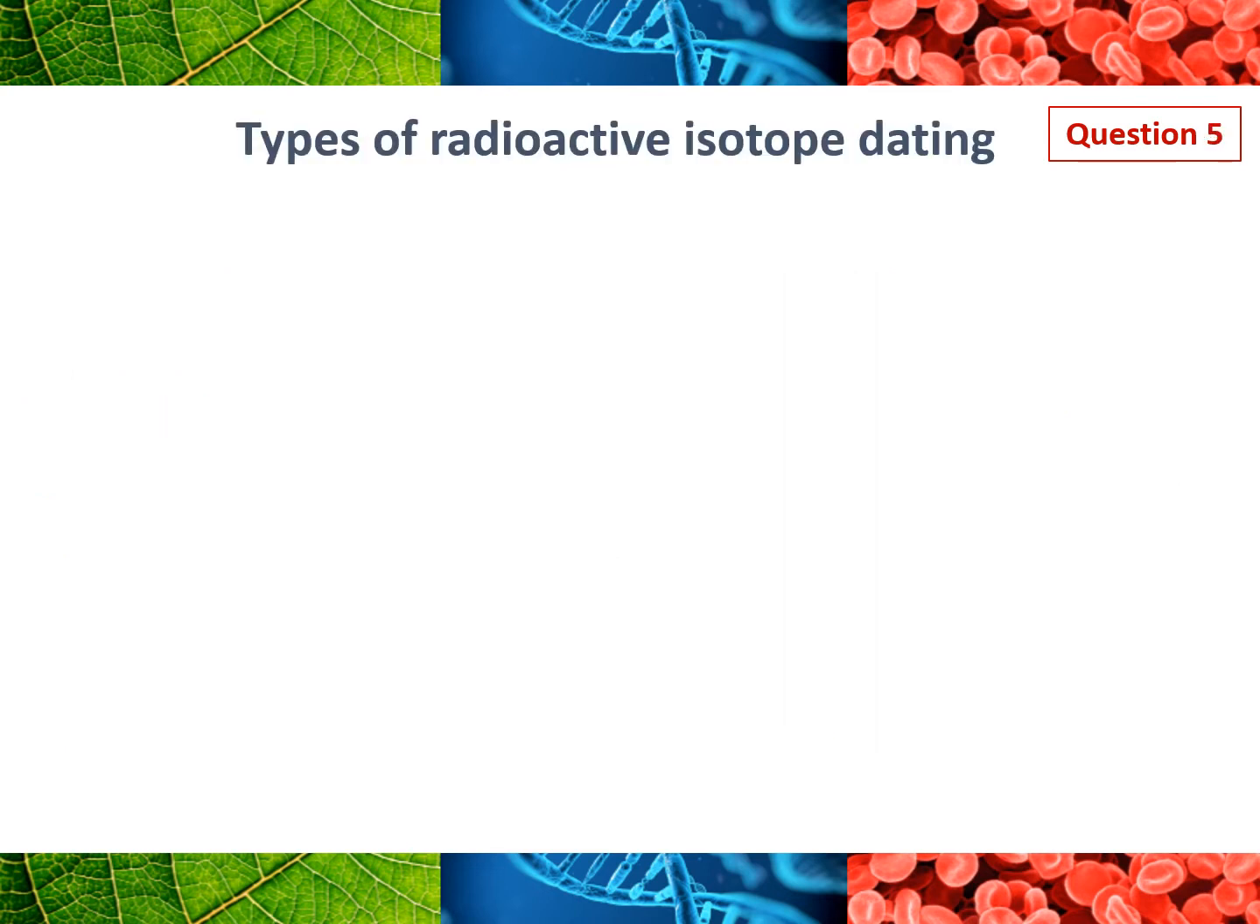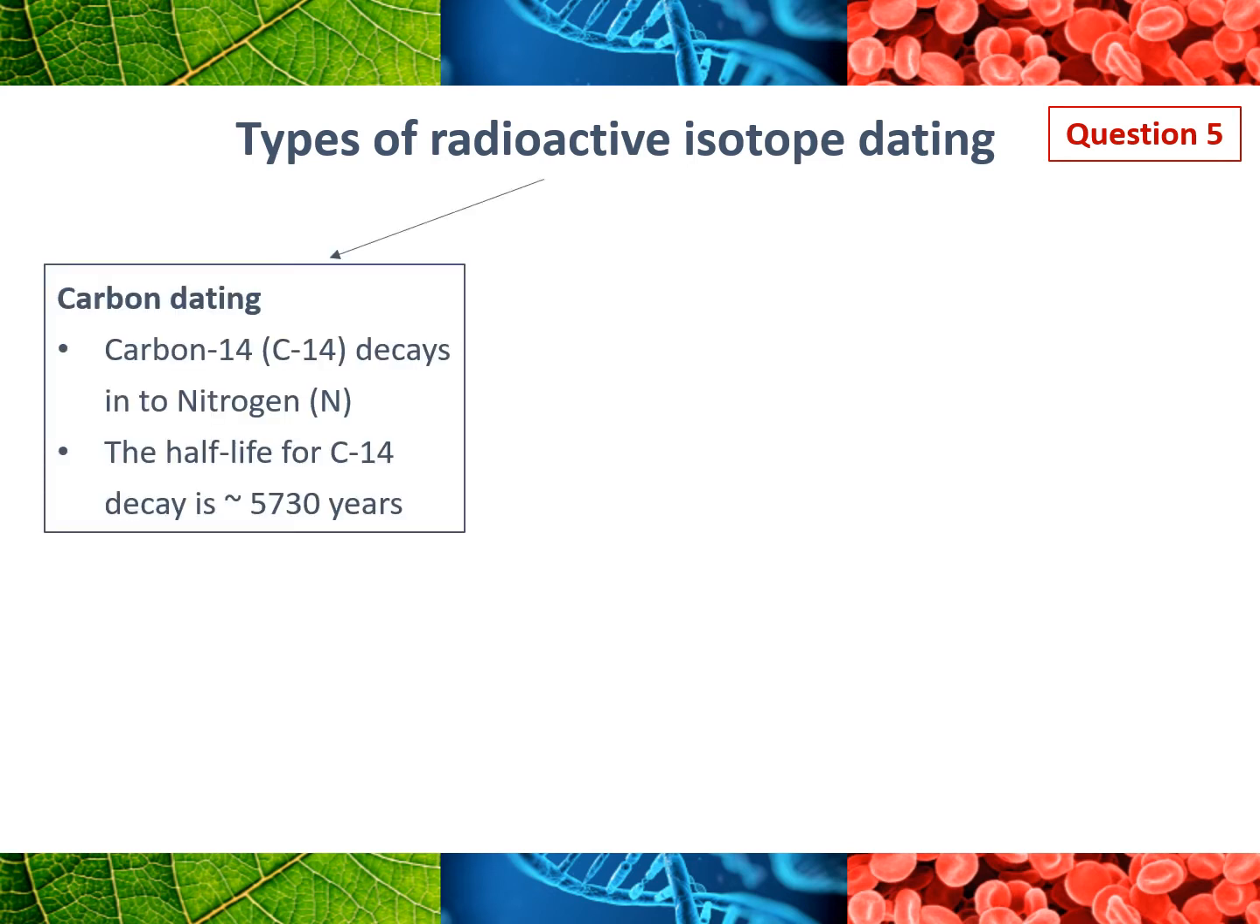Okay, there's 3 main types of radioactive isotope dating that you need to know. So the first one is carbon dating, or carbon-14 dating, to be really specific, is the exact element that we're looking at. As I said, this is found in all living things. So when an animal or a plant or anything dies, it will have carbon in it. It will not have nitrogen in it until the carbon decays into nitrogen. So we call it carbon dating.